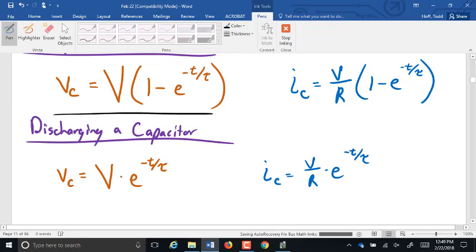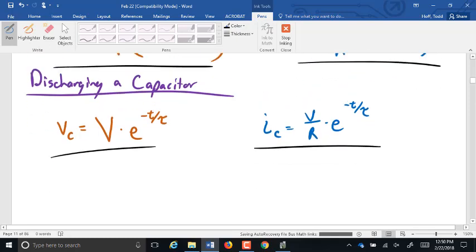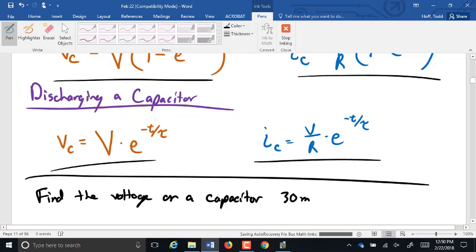This here is while it's charging, this is while it's discharging. So we've already really done the formula similar to the charging, or to the discharging. Let's look at charging. Find the voltage on a capacitor 30 milliseconds after closing the switch. Say closing the circuit.